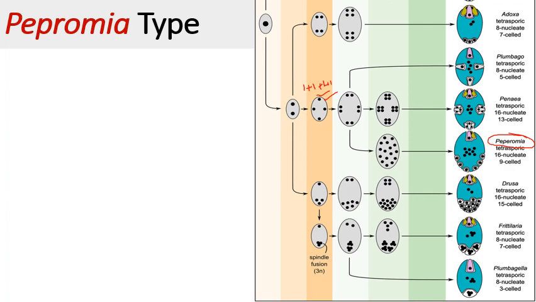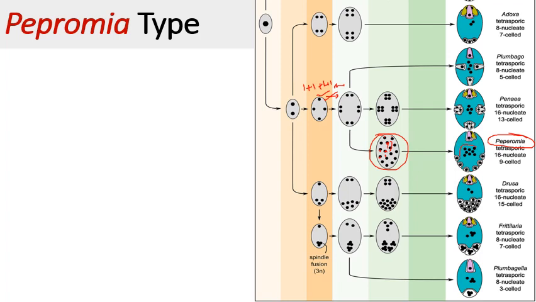And after that it will undergo 2 successive mitotic divisions, and the nuclei are present at the corners. That results in the formation of a 16 nucleated structure, arranged in groups of 4. And out of these 4 groups at the 4 corners, 2 nuclei will move towards the center. 2 nuclei from every corner will move towards the center.